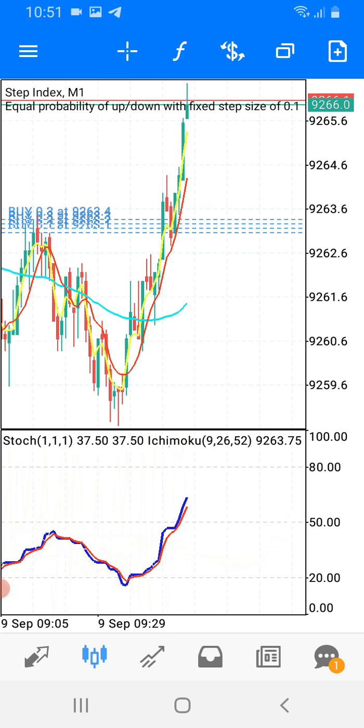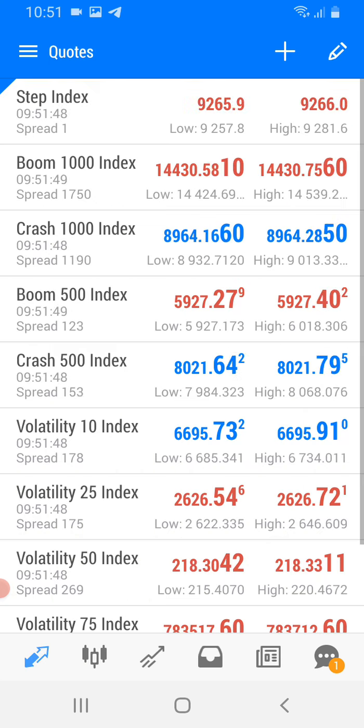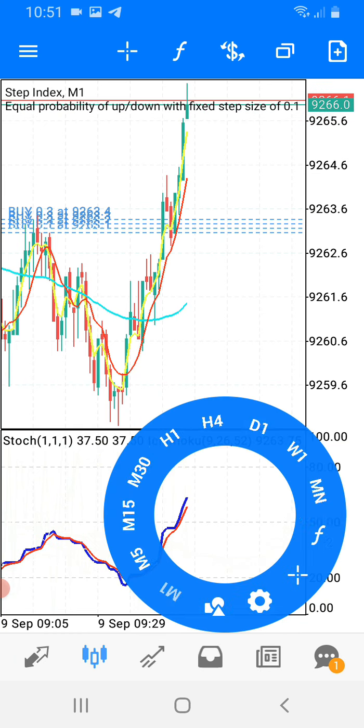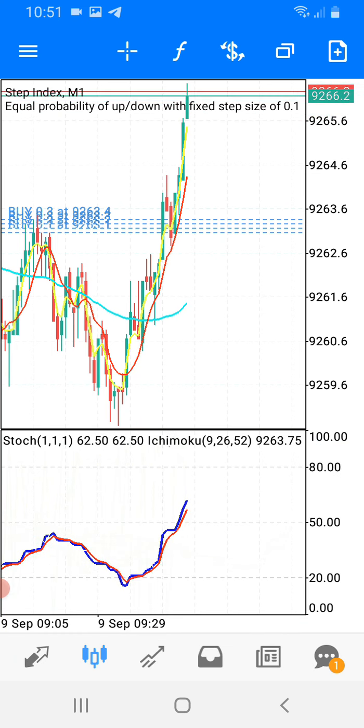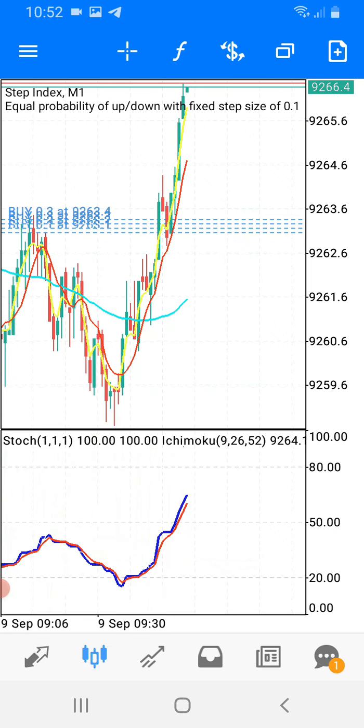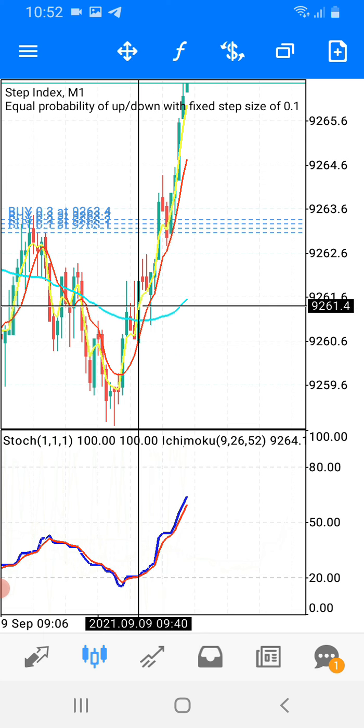This is our Stepping strategy. As you can see, the Stepping strategy. I'm trading Stepping Index now using the Stepping strategy. So, guys, as you can see, the strategy is paying and it's working. You can see a profit of $30 trading Stepping Index.